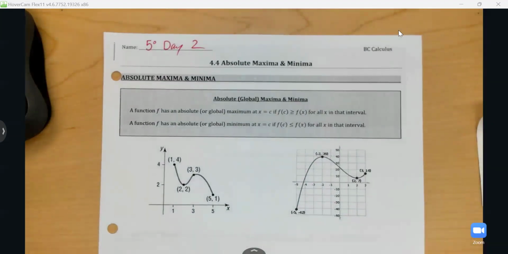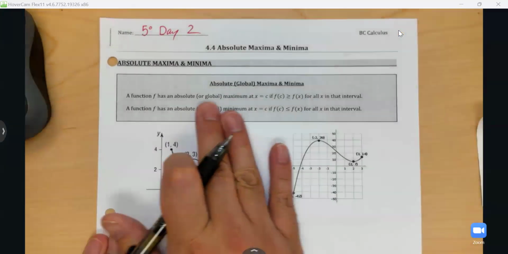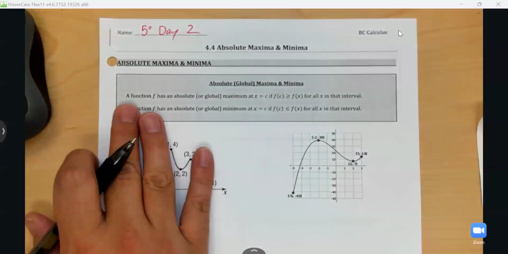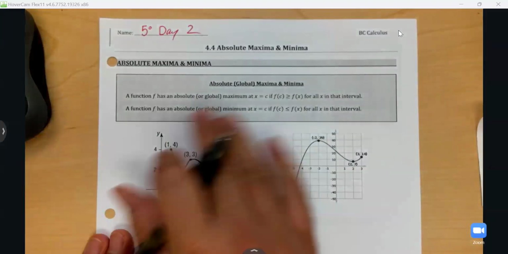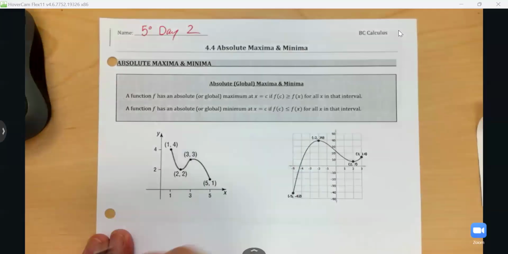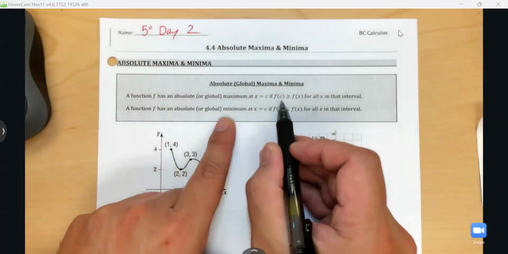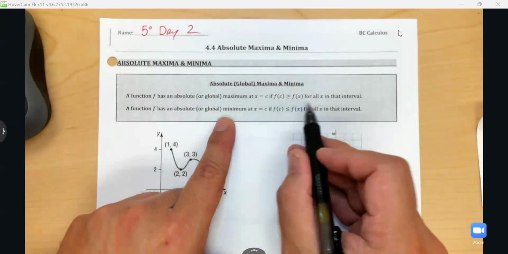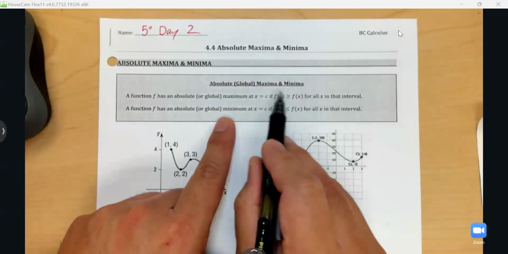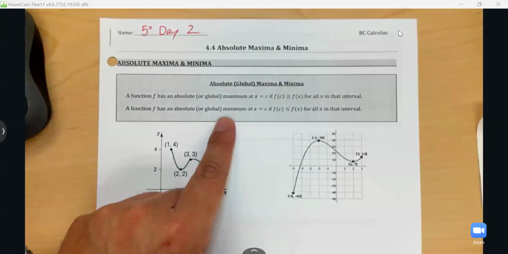Okay. So again, today's lesson is on determining absolute maximum and minimum on an interval. So this statement here is just the technical definition of what it means to be an absolute max or absolute minimum. I know it looks intimidating at first, but all it's saying is if f of c is greater than or equal to f of x for all x in an interval, it just means that f of c is just the biggest value.